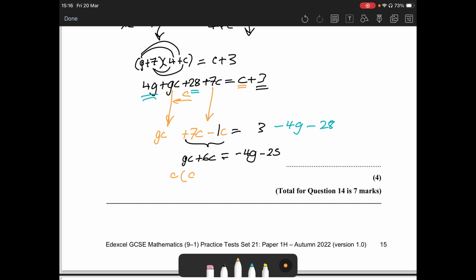So look, c bracket g plus 6, I've just factorized that, equals minus 4g, take away 25, and then we divide by the bracket, right? So c is negative 4g minus 25, all divided by g plus 6. Now what you can do is factor the minus sign from the numerator. Some people might have done this and written 4g plus 25. Again, that line there would be enough for 4 marks, g plus 6.